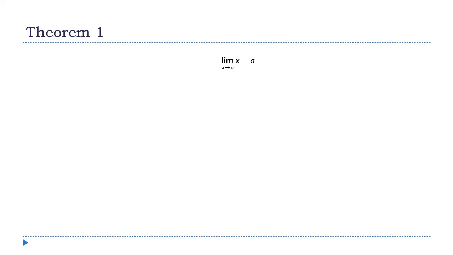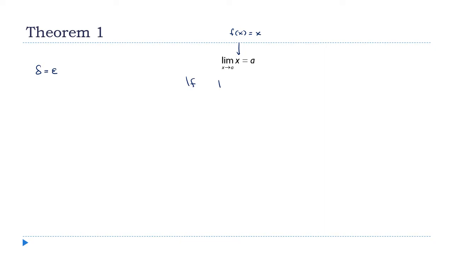Okay, so let's start with this one. The limit of x as x approaches a is a. All right, so first, just so we're clear, f of x is my function. So f of x equals x. And here's what I'm going to do. I'm going to say that for this function, if I pick delta equal to epsilon, I get what I need. All right, so let's see why.